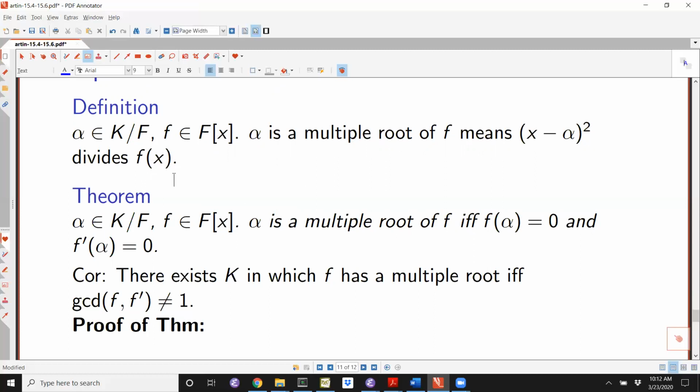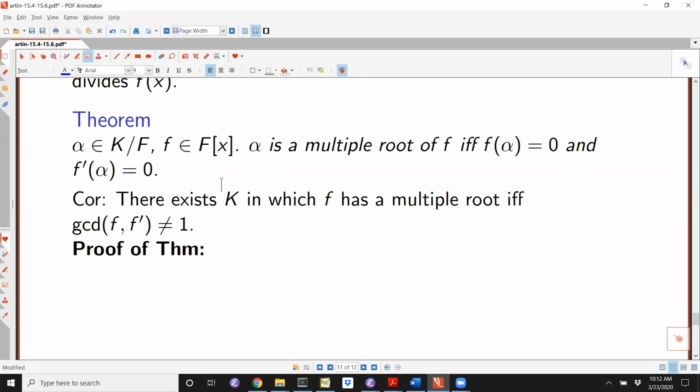It's what you would use to refer to multiple roots in regular, non-abstract algebra. It means that the corresponding linear factor divides twice. And so the theorem says that to be a root of f means that f of alpha equals 0, but the way to detect that alpha is a multiple root of little f is that f prime of alpha equals 0.